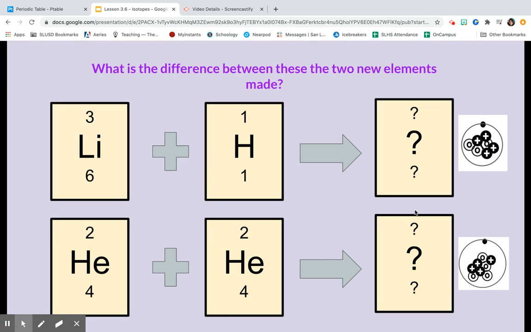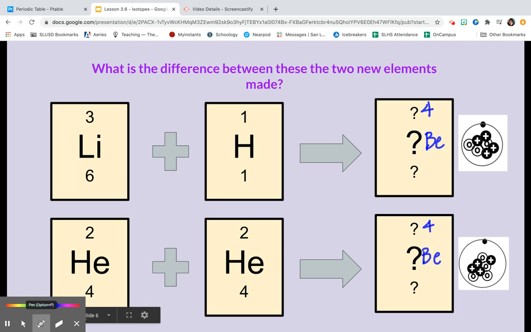Okay, so hopefully you were able to figure out that the two elements that we make are the same, and each time we're going to make beryllium. If you did not get that, I'm going to go over the steps of how I figured that out. And if you did get this, feel free to skip ahead to when I start talking about the next slide. And you might also notice that the mass is 7 and this mass is 8.